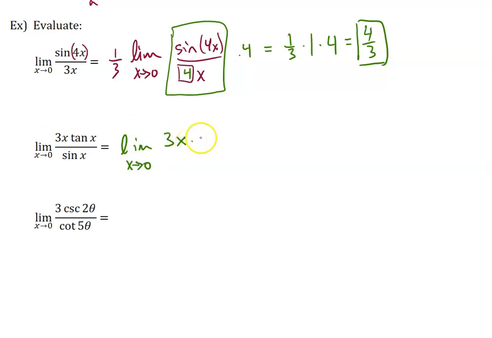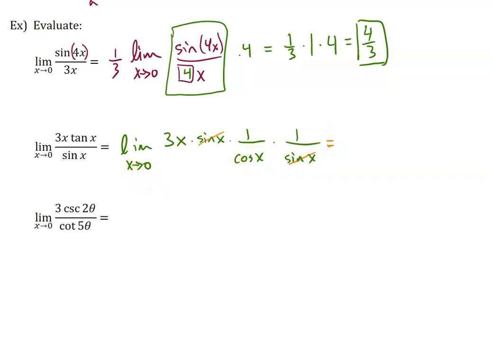Now tangent is sine over cosine, so I'm going to write this as sine x times 1 over cosine x, just in case I need to put something under there, okay, times another 1 over sine x. Now, here, in this case, I can cancel this sine x and this sine x, and now I have 3 times x divided by cosine.